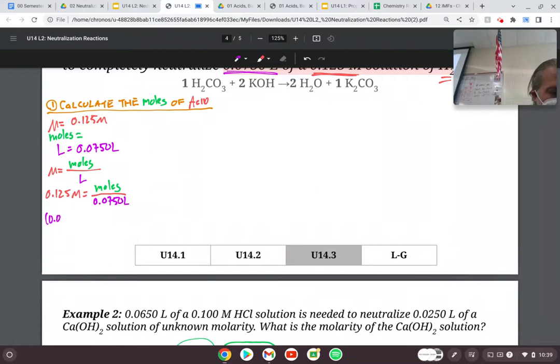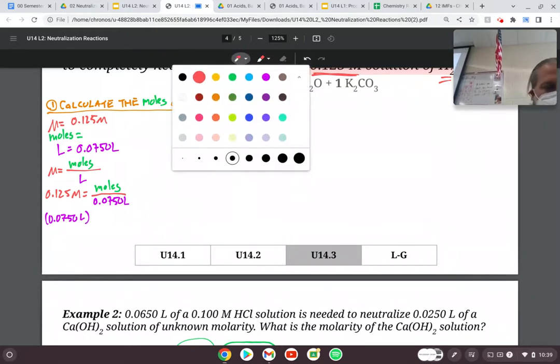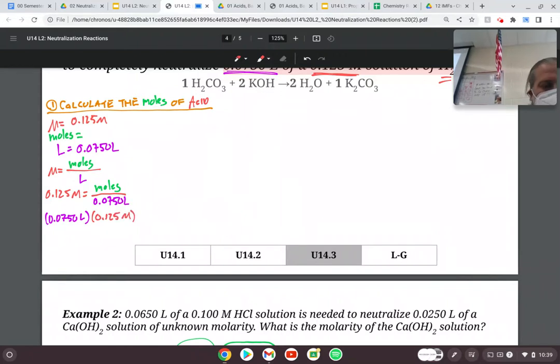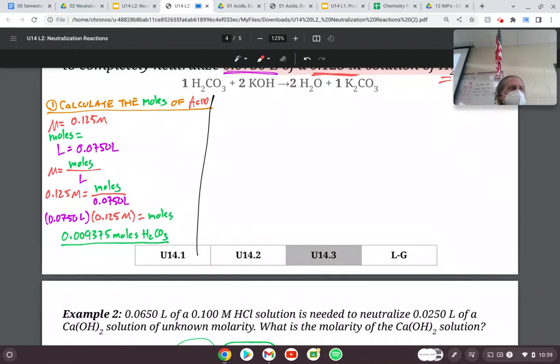So 0.0750 liters times 0.125 molar will give me moles. So I'm going to grab my calculator. I'm going to take 0.0750 times 0.125, and the calculator is going to give me a value of 0.009375 moles of H2CO3. So this looks like it's a really tiny number, and sometimes students get a little freaked out by that. But in reality, that number is right where you want it to be. So that's our first step complete.